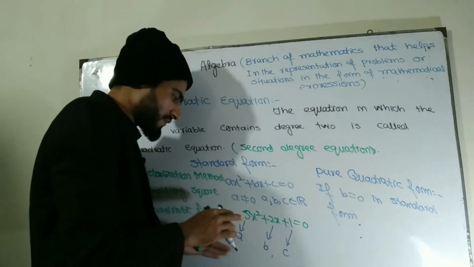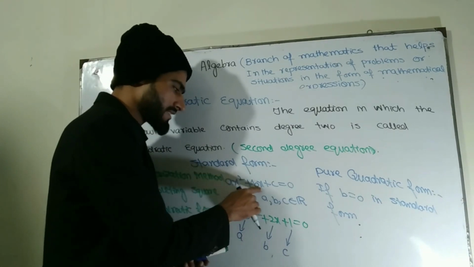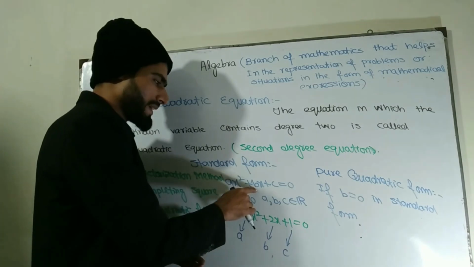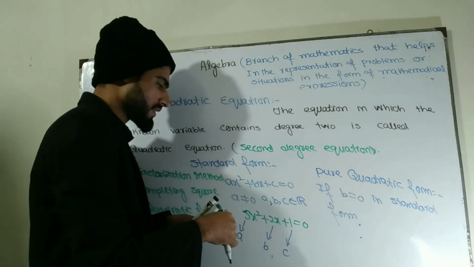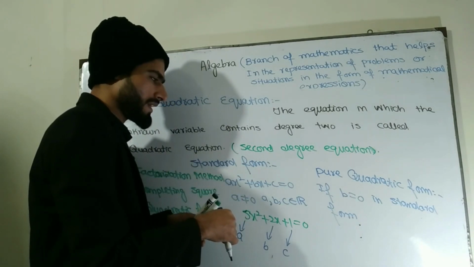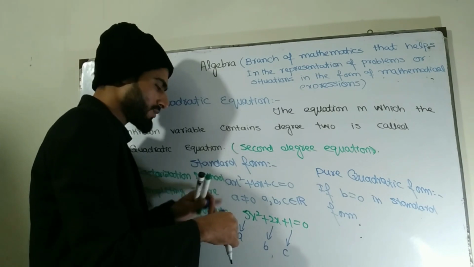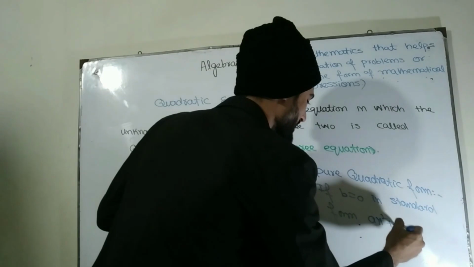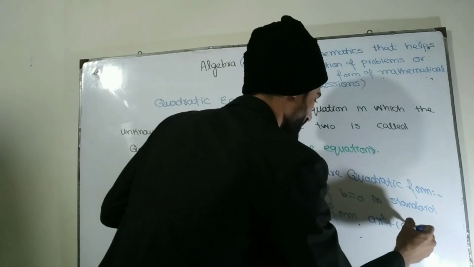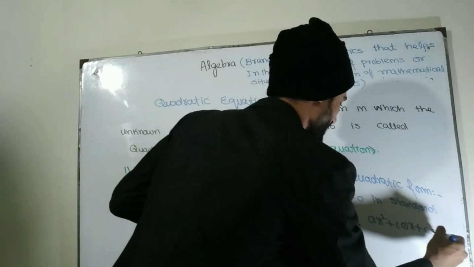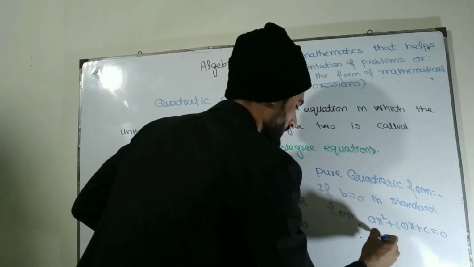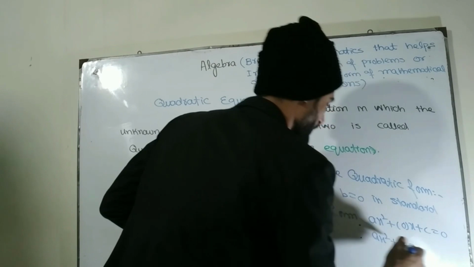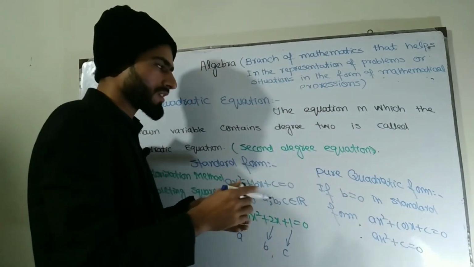remember that the standard form is ax squared plus bx plus c is equal to 0. We are going to put b is equal to 0. Replacing b with 0: ax squared plus 0 into x plus c is equal to 0. Here we get ax squared plus c is equal to 0. So this is the pure quadratic form.